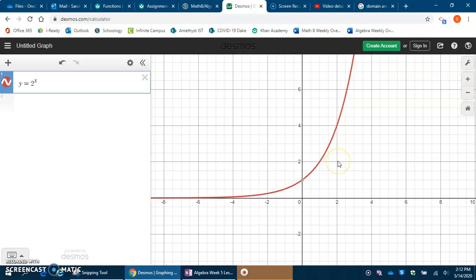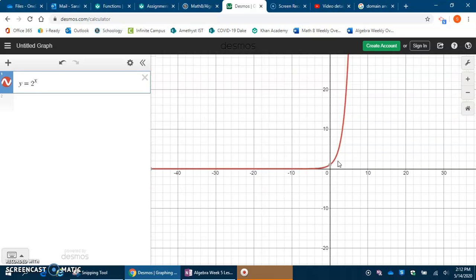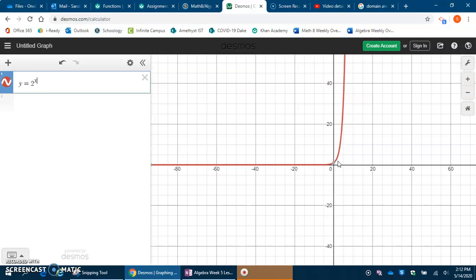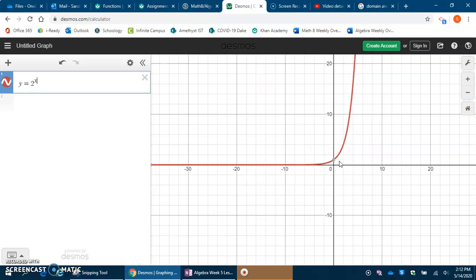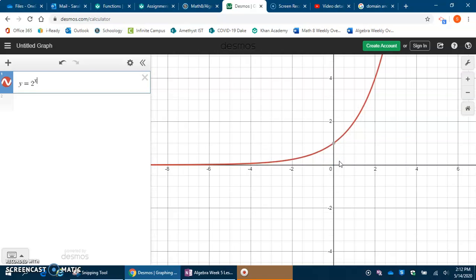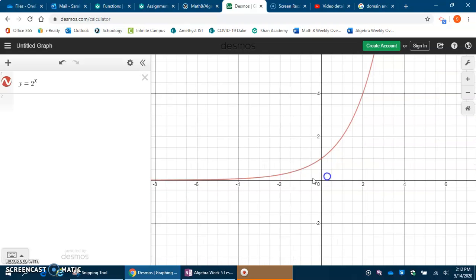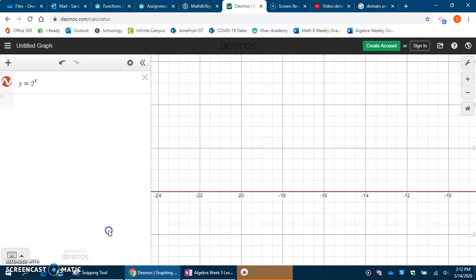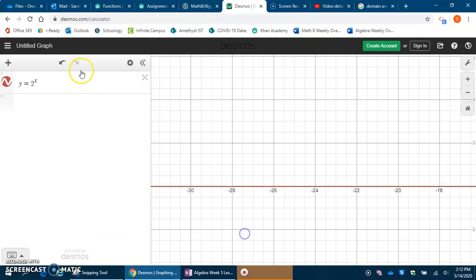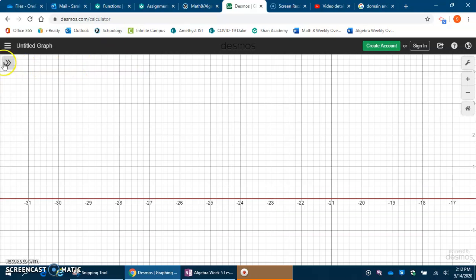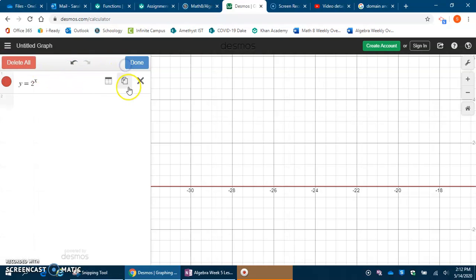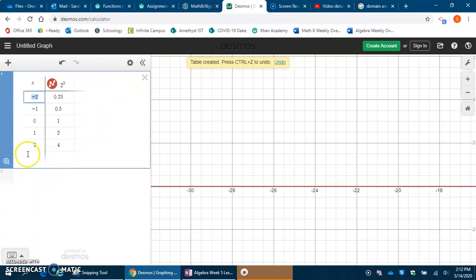So I got y equals 2 to the x. And I want to look at my domain and range for this. So the nice thing about Desmos is you can scroll out as far as you want, and you can look at what happens for the graph. So for that x, I want to see how far left it's going to go. So I could drag this as far left and I still see that red line. And I could also use my table feature in here to see if I'll always have a y value for some x value.